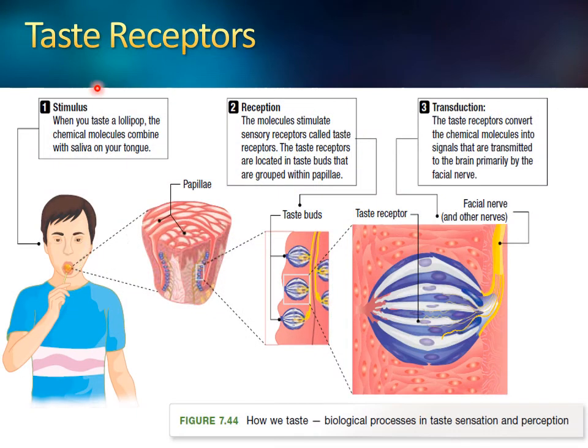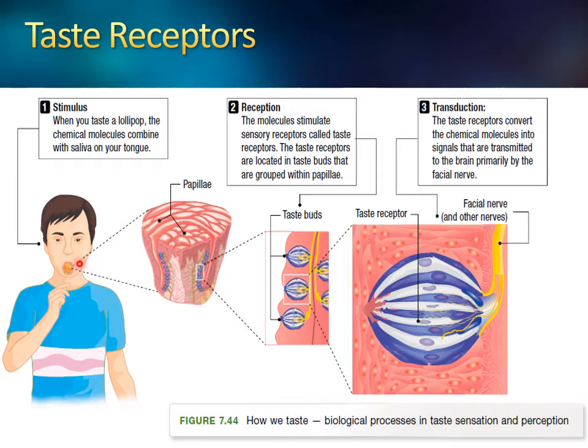I strongly recommend that you copy this diagram out, and we're going to go through this. Remember when we looked at visual perception, we had the stimulus, then it went to reception, transduction, transmission, and then interpretation. We're still going through those 5 steps for taste as well as vision. First up, when you first taste a lollipop, the chemical molecules combine with your saliva on your tongue. Make sure you remember that. Chemical molecules combine with the saliva.